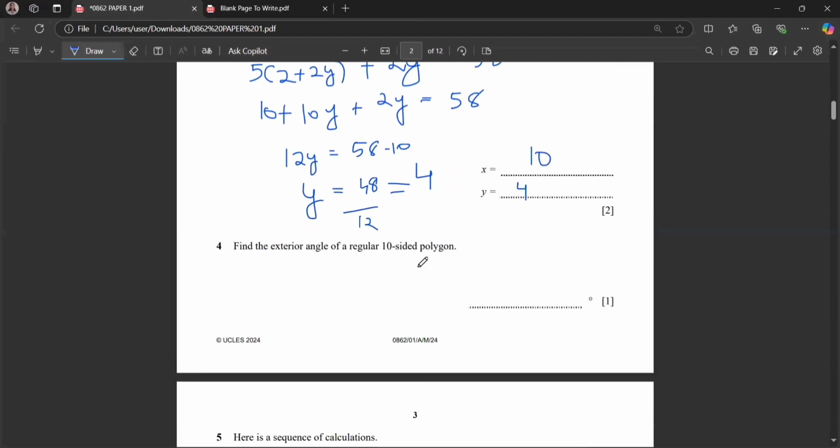Find the exterior angle of a regular 10-sided polygon. Polygon means it's a closed shape with straight sides enclosing it. So it is made up of straight line edges. See, there are two types of polygons: one is regular and the other one is irregular. Regular polygon means all the sides of that closed shape will be of equal length. All their interior angles will be equal and all their exterior angles will also be equal.